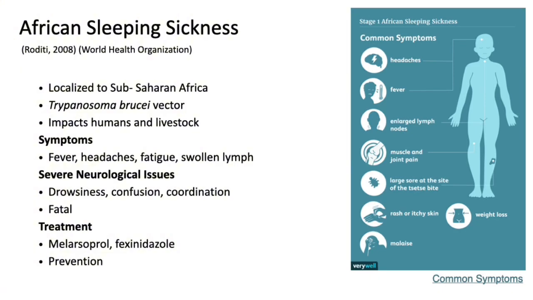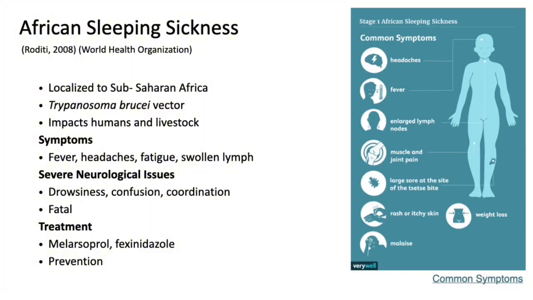Some symptoms that we would see in those infected would be fever, headaches, fatigue, and swollen lymph nodes. If it does travel up to the brain, we can see severe neurological issues such as drowsiness, confusion, and lack of coordination. Neurological symptoms are normally present in a late stage if it has gone undetected for a while. And it can also be fatal if not treated.